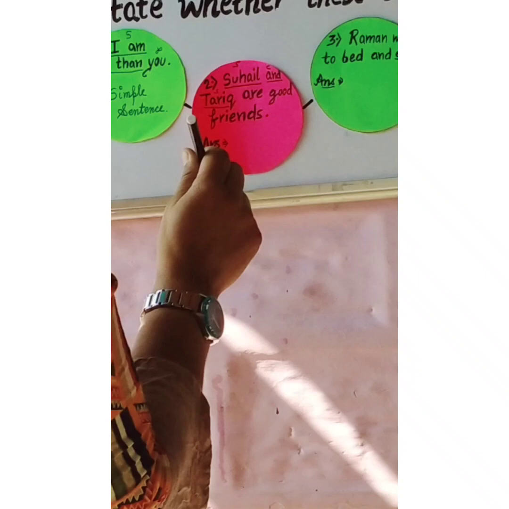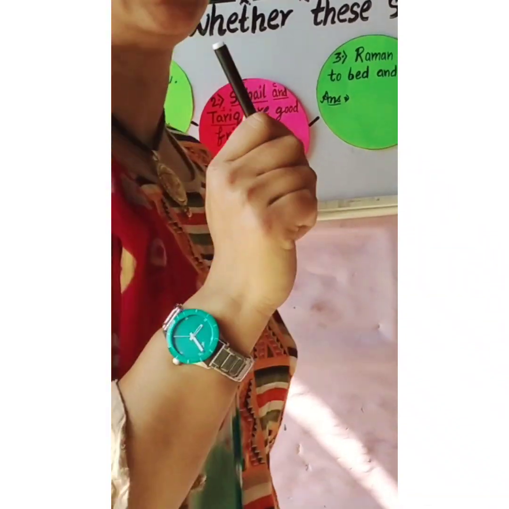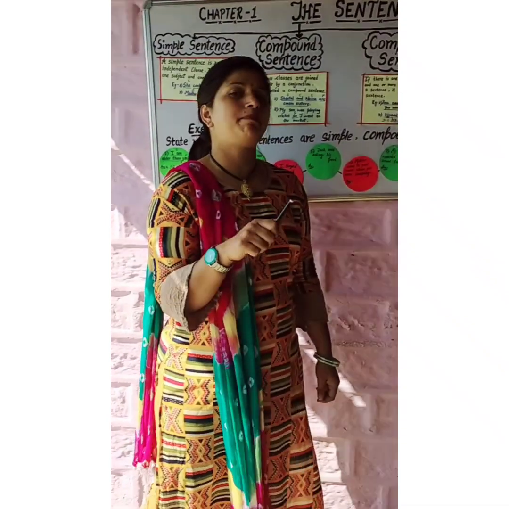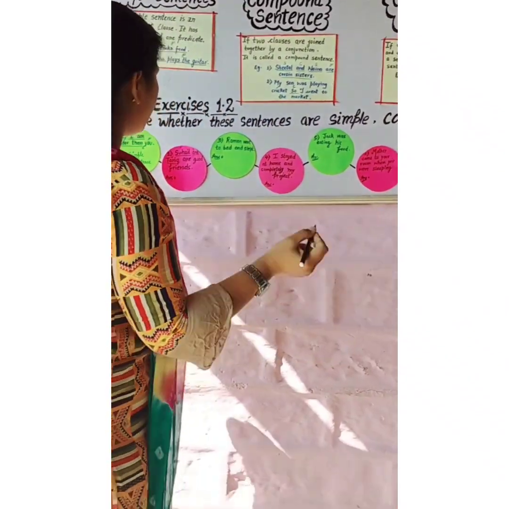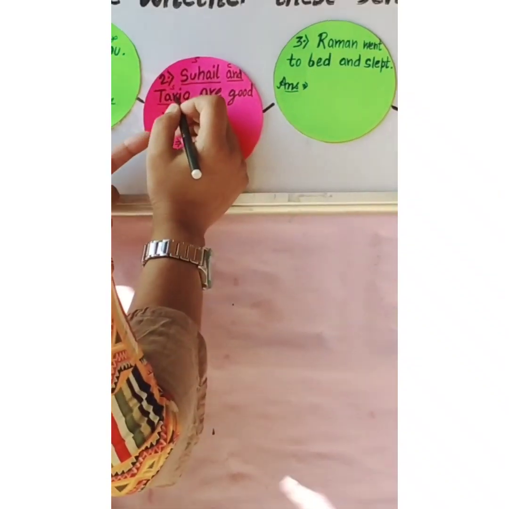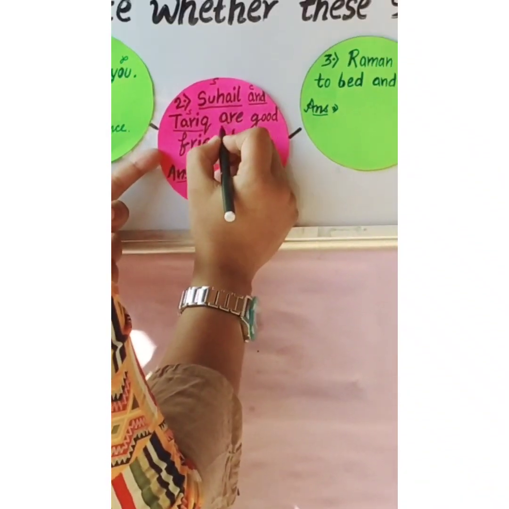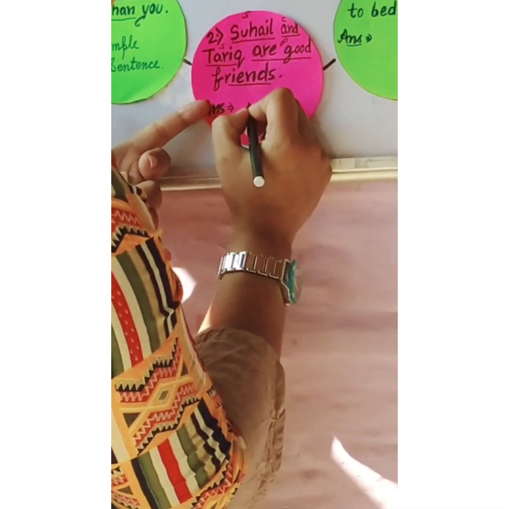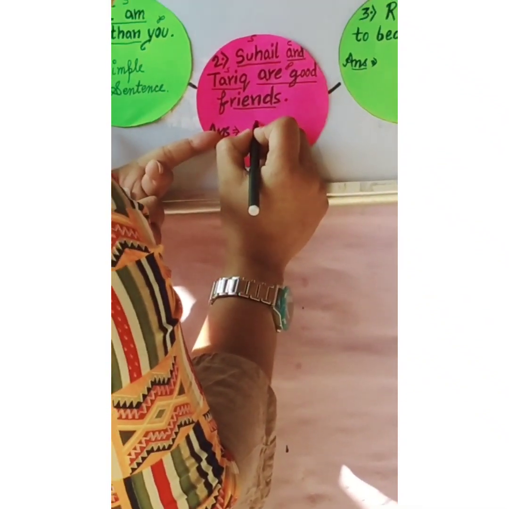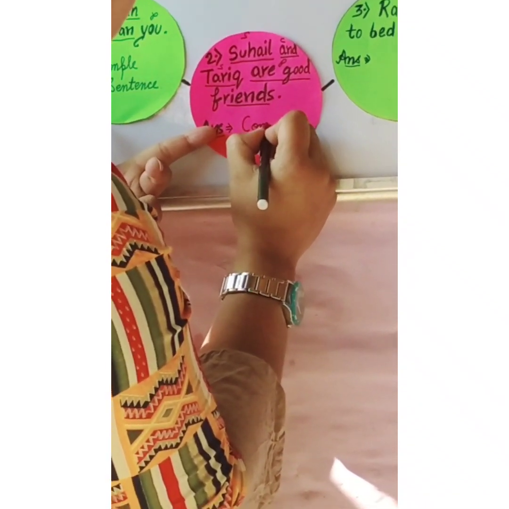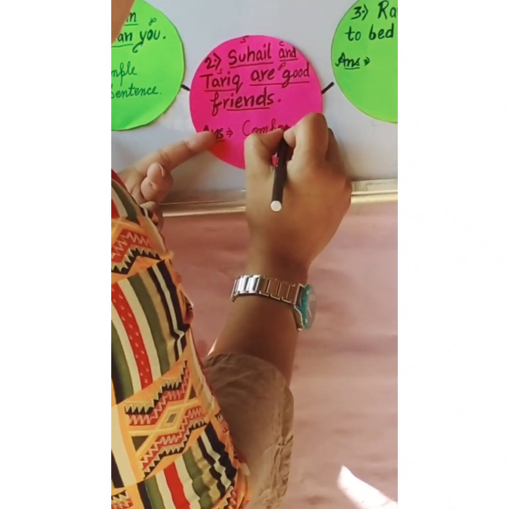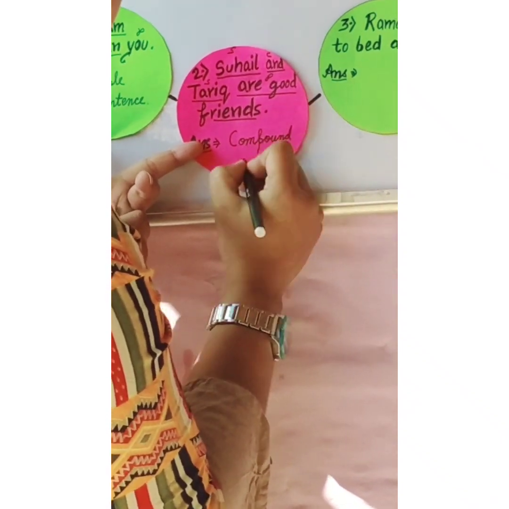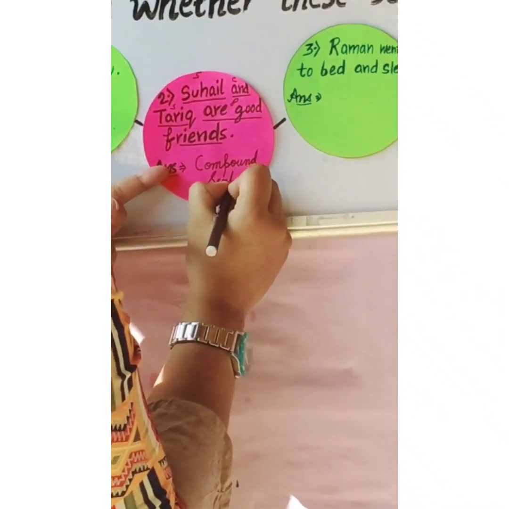So I have told you that if subjects are joined by the conjunction, then it will be a compound sentence. Here you can see the subjects are joined by the conjunction "and" and one predicate is there. So my dear students, this is known as a compound sentence. Right?